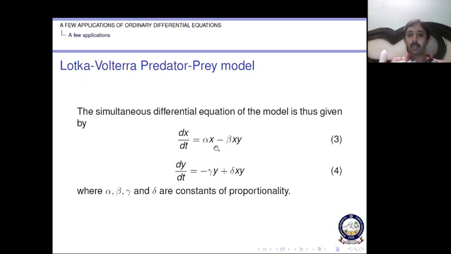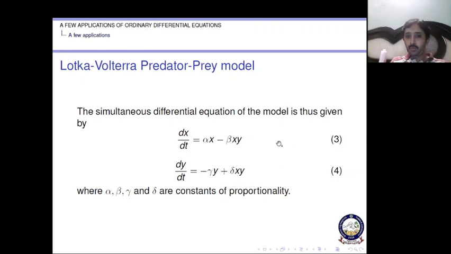Okay. Again, I want you to understand why this is plus and minus here and minus and plus here. Dx by dt is directly proportional to x, and dx by dt is proportional to minus xy. So we are going to have a plus sign here and a minus sign here for dx by dt. And for dy by dt, dy by dt is proportional to minus y and dy by dt is proportional to xy. So dy by dt will be equal to minus gamma y plus delta xy. As I mentioned earlier, alpha, beta, gamma and delta are constants of proportionality.